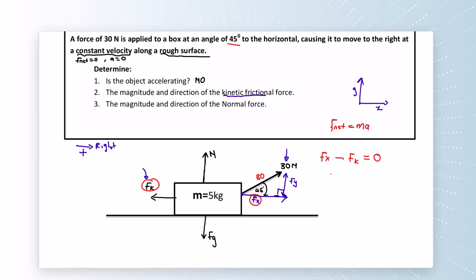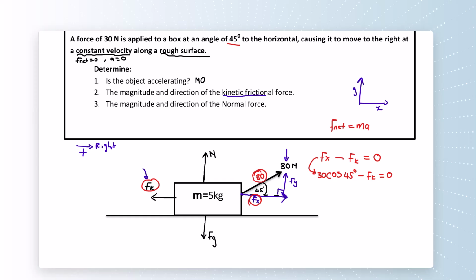To make it easy for you, when things are like this, just say it is 30 cos 45. Once you identify your trigonometric ratio, just say it is the 30, which is the applied force, cos of the angle. That's going to be your Fx. This is your Fx, minus the Fk. It's going to be 0.